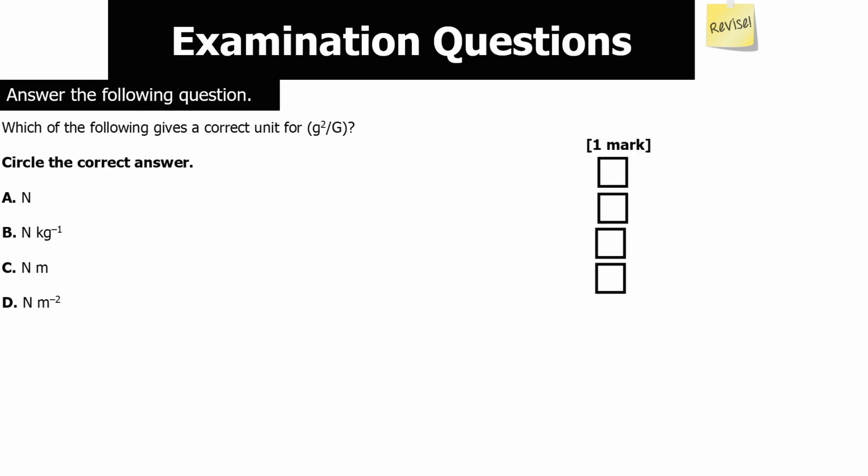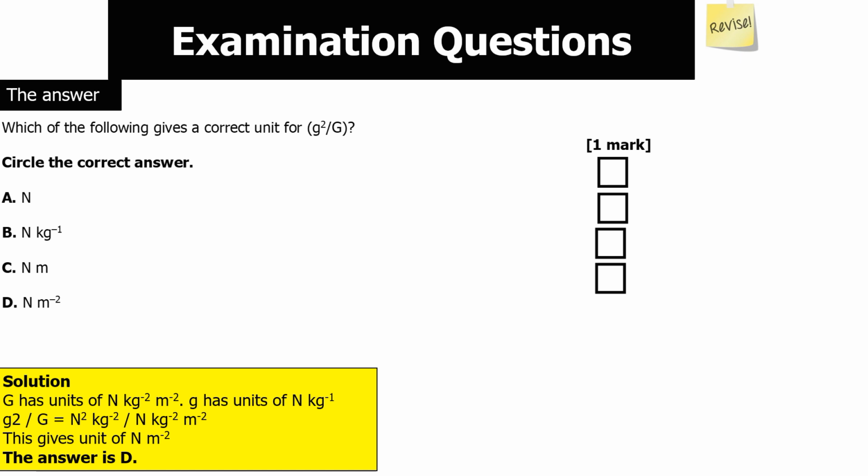The next question says, which of the following gives a correct unit for g squared minus g? So pause the video now, then unpause the video when you want to go through your answer. Right, for this one, we know that big G has units of N kg to the minus 2 m to the minus 2. We know that from the equation sheet. And small g has units of newtons per kilogram.